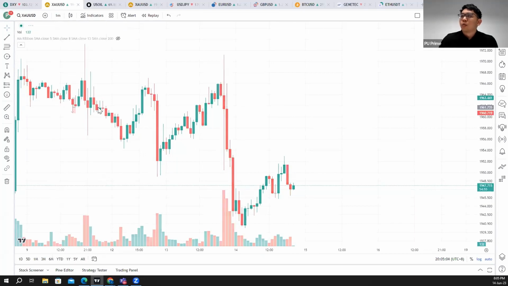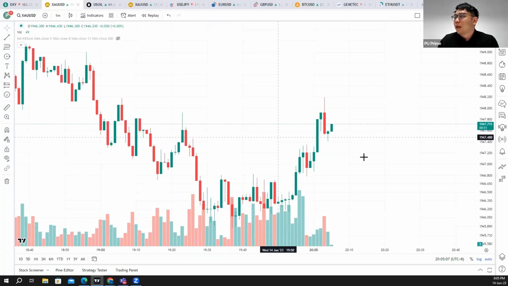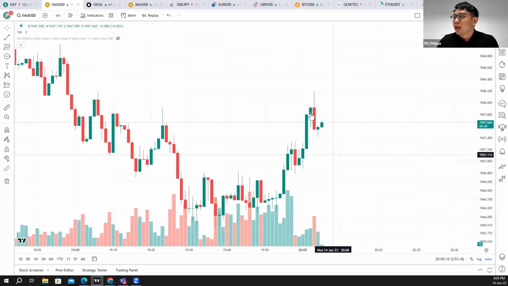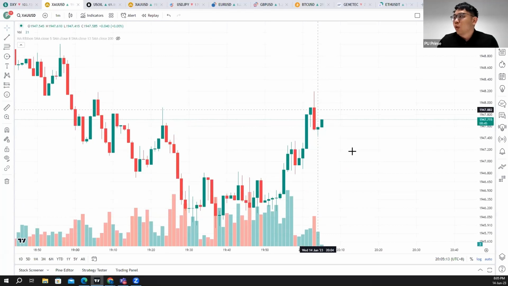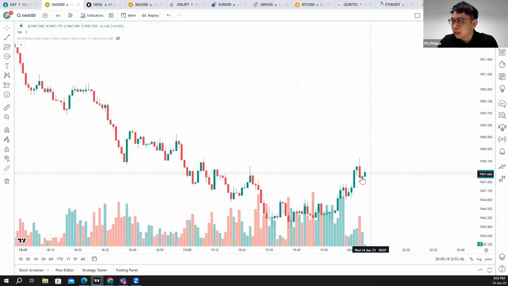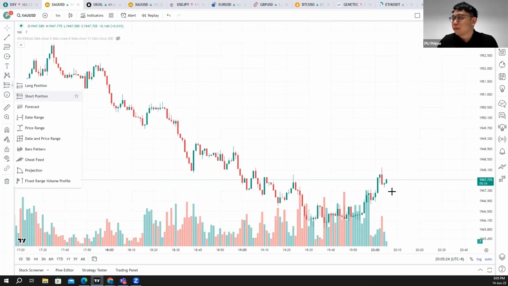After that, we move into a minute chart. Now you see here is another bearish engulfing. So what we can do is maybe open a short position. Let's say you open a short position here.